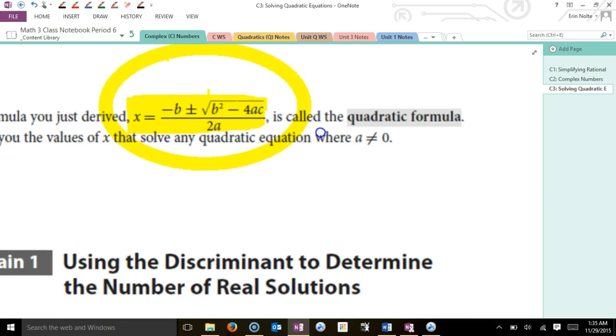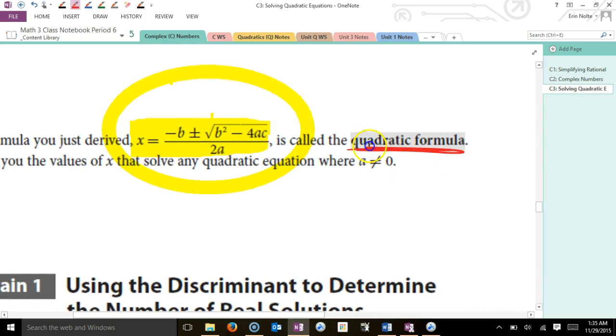Dun, dun, dun. There it is. Quadratic formula, right there. Highlight it in your notes, make it look beautiful. Tattoo it on your hand if you have to.